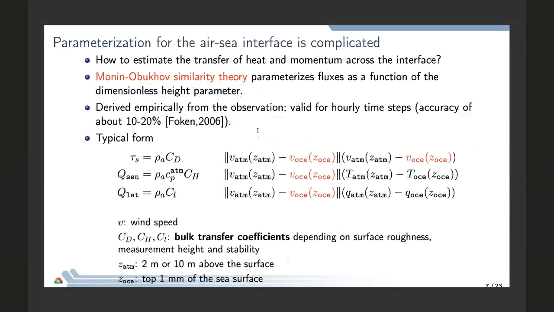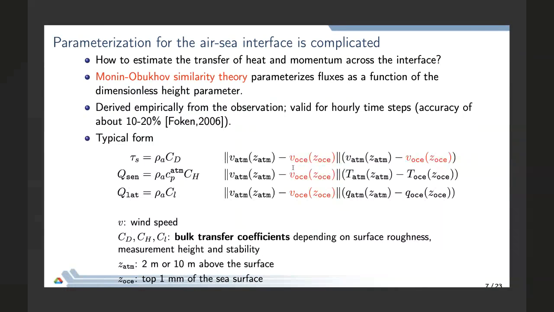Now the question is, how do we estimate the interfacial flux? In climate modeling, there's a famous theory called Monin-Obukhov similarity theory, which parameterizes fluxes as a function of a dimensionless height parameter. Based on this theory, people developed the bulk formula, which is shown in the middle of this slide. This formula is derived empirically from observation and is valid only for hourly timescales, roughly. It has an accuracy of about 10 to 20%, which is not particularly high.